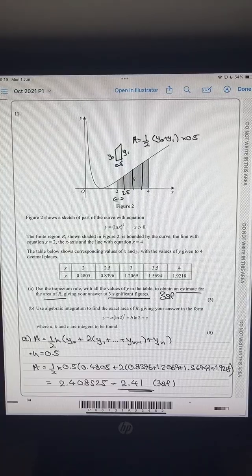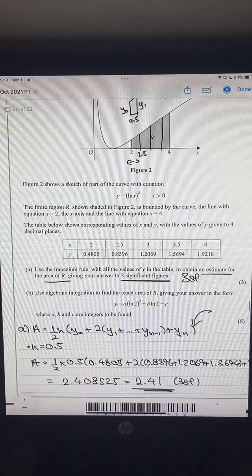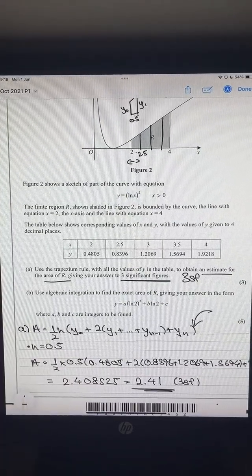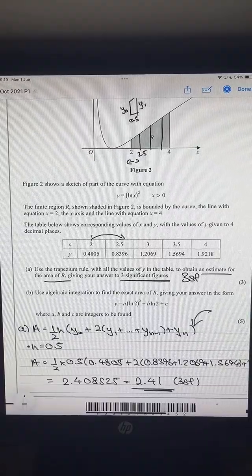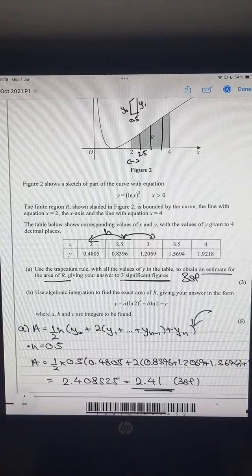Wait, how did you get H again? There is a formula. The formula is at the top over here. And my height is my horizontal height. It's basically the distance between these things. That is H. So 2.5 minus 2 is 0.5.